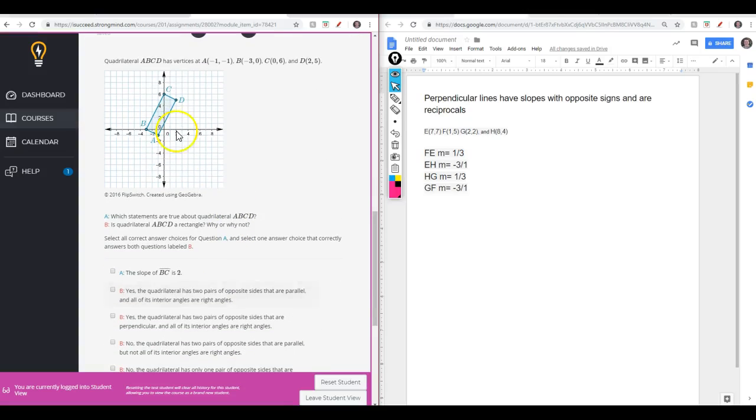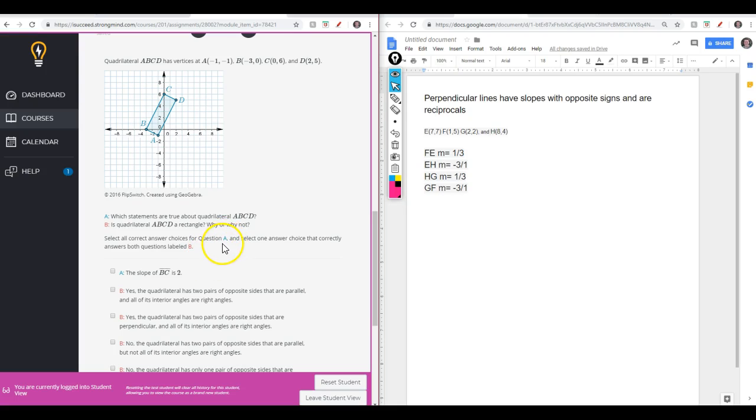Alright, question 8. Quadrilateral ABCD has vertices at A (-1, -1), B (-3, 0), C (0, 6), and D (2, 5). Which statements are true about quadrilateral ABCD? B: Is quadrilateral ABCD a rectangle? Why or why not? Select all correct answer choices for question A. Select one answer choice that correctly answers both questions labeled B.